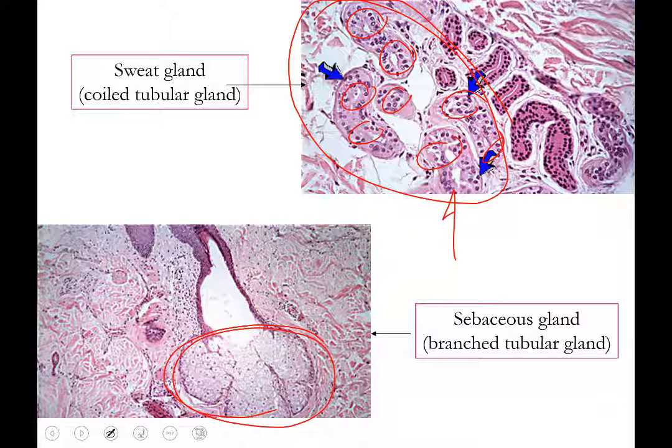This here is our sebaceous oil glands. It's actually right adjacent to a hair follicle. The hair is coming out right through there. Bad picture, but you can see it's a good picture of the gland, not so much with the hair follicle.